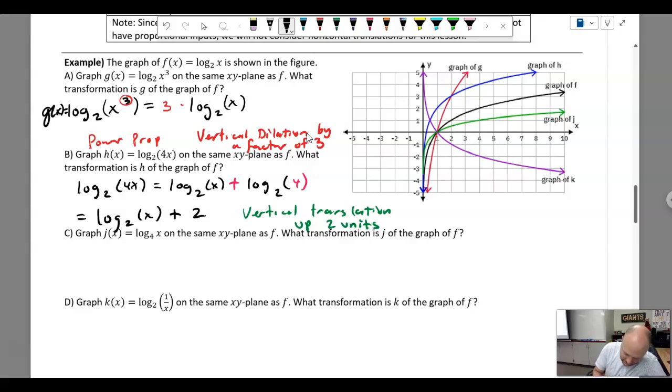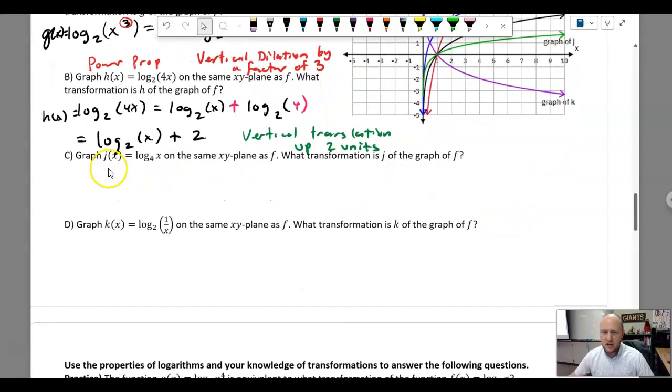So g of x, and then this is h of x. You can see g of x here, the graph of g, that's a vertical stretch by a factor of 3 compared to f. And then for h of x, you can see h of x here, it's shifted up. It's shifted up 2 units.